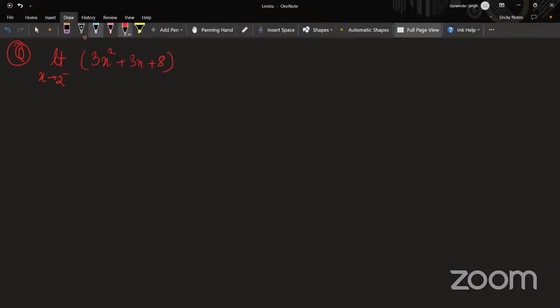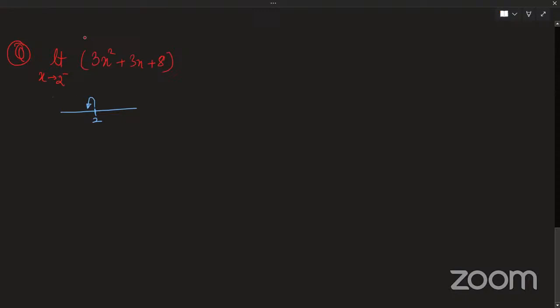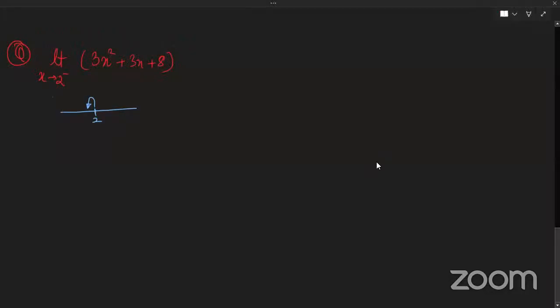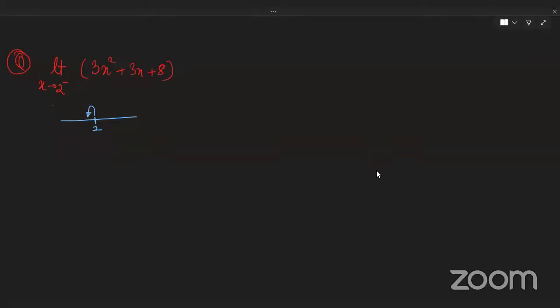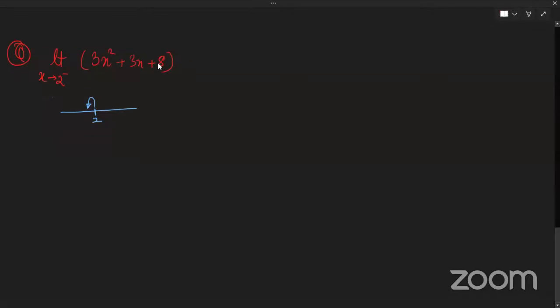I am only talking about the value on the left side, just the left side of this number. What will my value be equal to? Can anyone tell me? How do I evaluate this thing? 3x square plus 3x plus 8. But now I am specifying that my number is on the left hand side. What will it be equal to? In x, how much? -2.